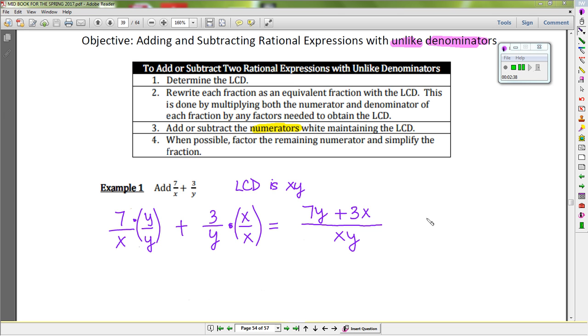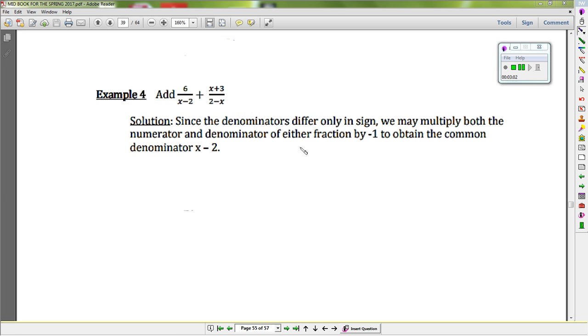And if we can factor to simplify, then we can go ahead and do it. But in this case, the numerator is prime. We cannot factor, so that's it. So this will be the sum of our two rational expressions. Let's look at the next example.